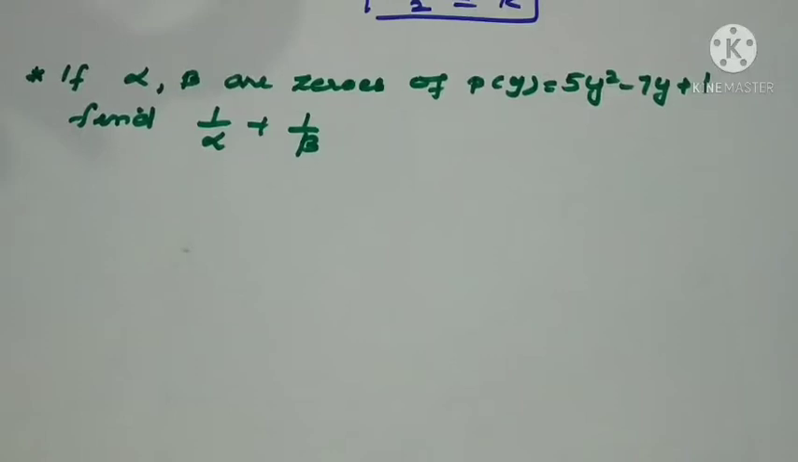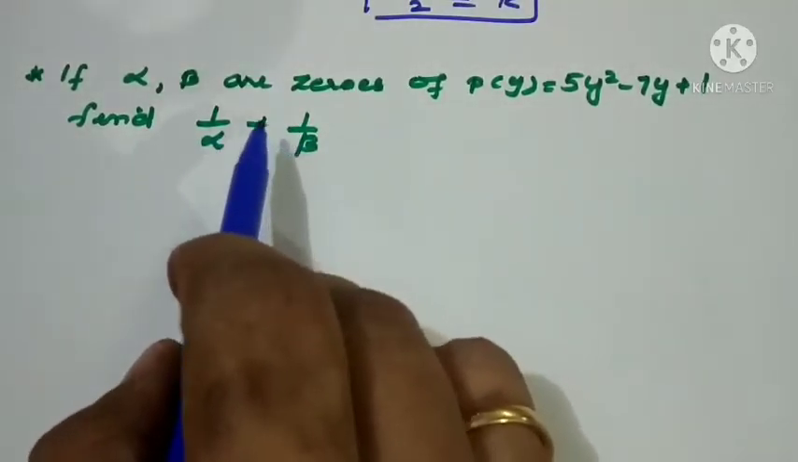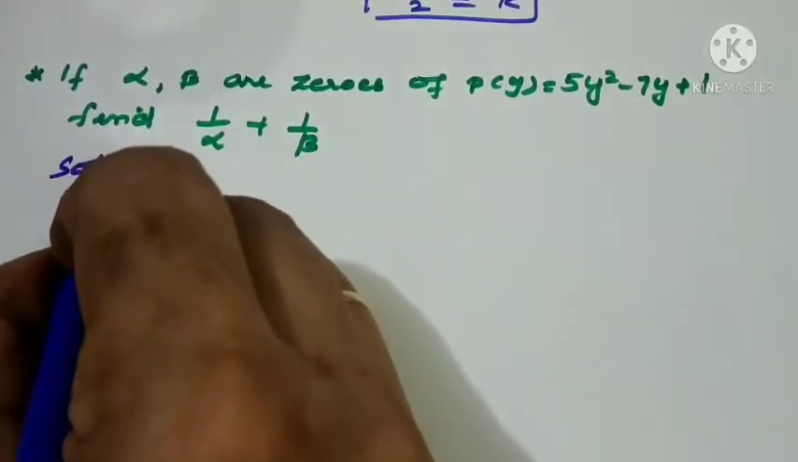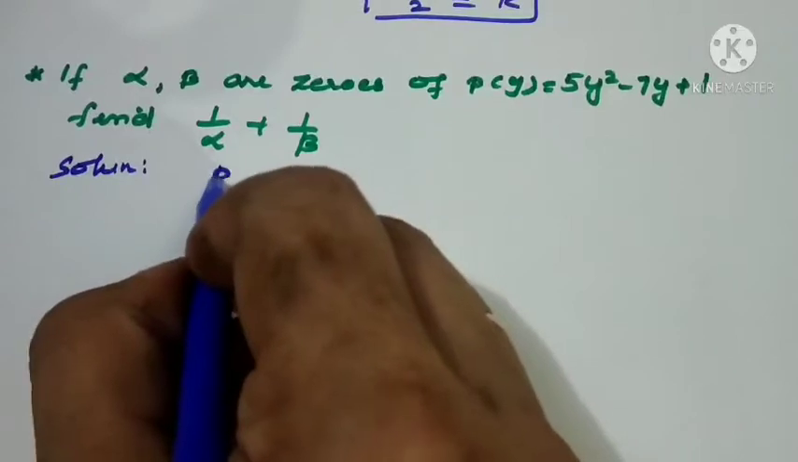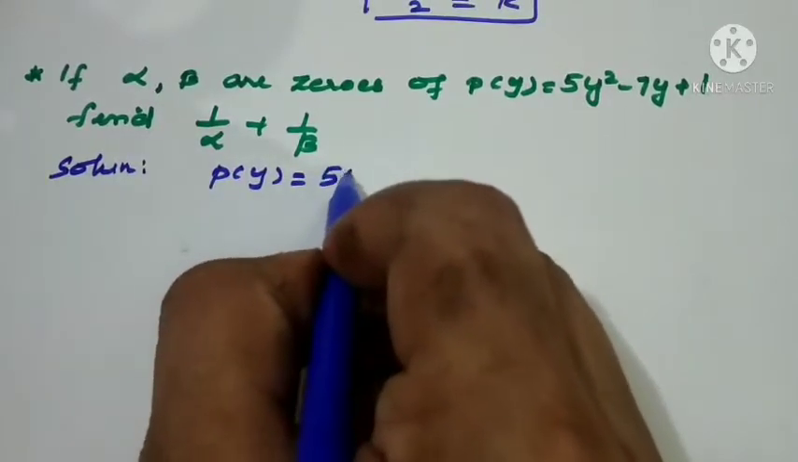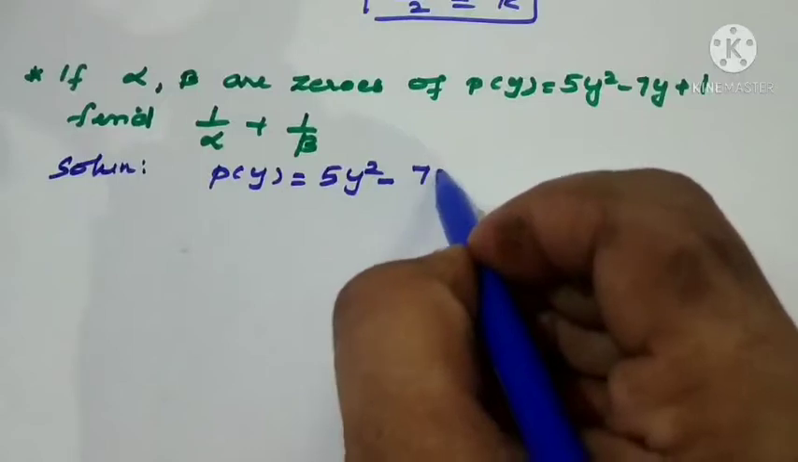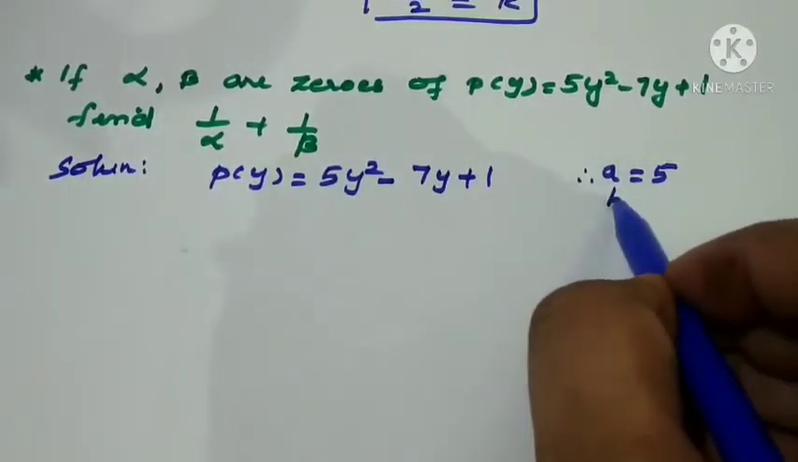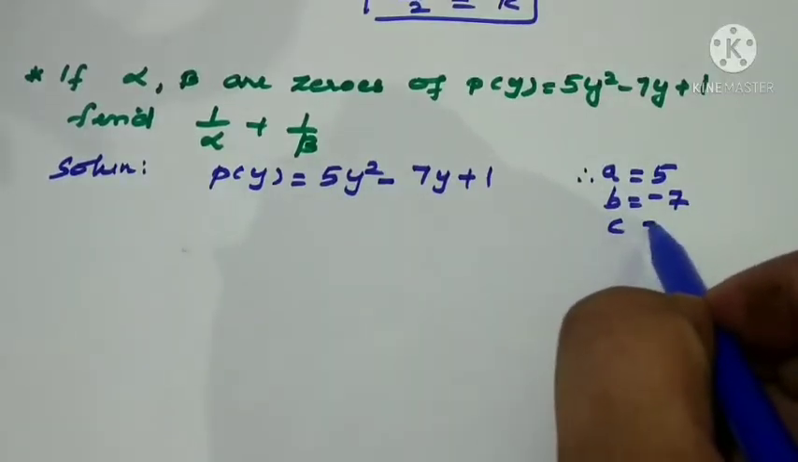If alpha and beta are zeros of p of y equal to 5y square minus 7y plus 1, find 1 by alpha plus 1 by beta. So sometimes we have questions like that, where instead of finding k, here we have to find the value of 1 by alpha plus 1 by beta. So let us take down the equation given to us. P of y equal to 5y square minus 7y plus 1. What is A? A equal to 5, B equal to minus 7, C equal to 1.